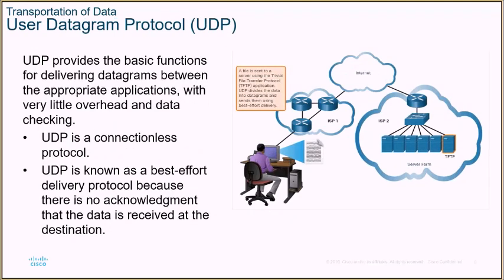UDP provides the basic functions of delivering datagrams between the appropriate applications with very little overhead and data checking. And so it's connectionless. With TCP, there's actually a three-way handshake before any data moves. UDP doesn't bother with that. UDP is known as a best effort delivery protocol because there is no acknowledgement that the data is received at the destination.